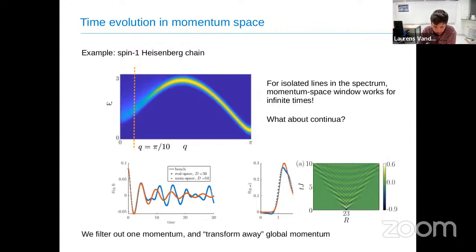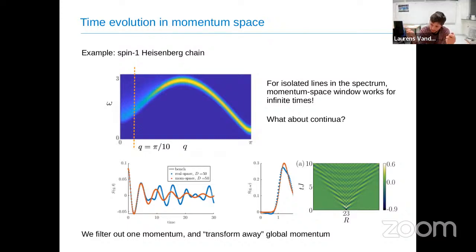We were a bit surprised that it works so well, but the reason is that by filtering out one momentum mode, so we work with one momentum, we never break translation invariance in this approach. We avoid the scenario that we had here, where we just create something local and create excitations at all different momenta, and they interact and collide. By doing something in momentum space, you filter out one mode and you transform away the global momentum of the excitation that you made.